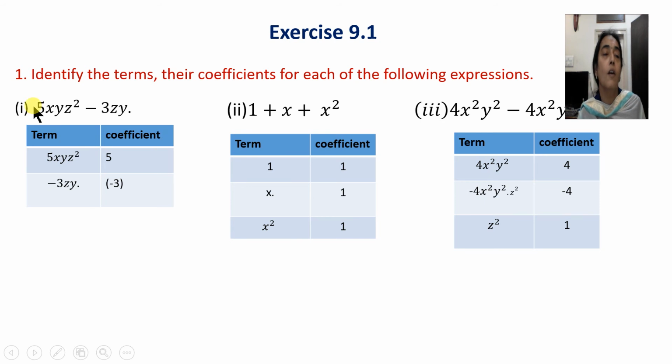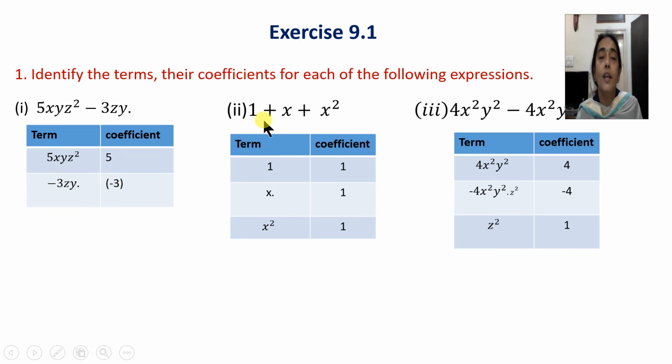Now in this expression there are two terms, so write down those two terms here under terms in the first column. So the term is 5xyz square and minus 3zy. The coefficient is the number attached to the variables, so that is 5. So we write here 5. Here the number attached along with its sign, so minus 3, so here minus 3.